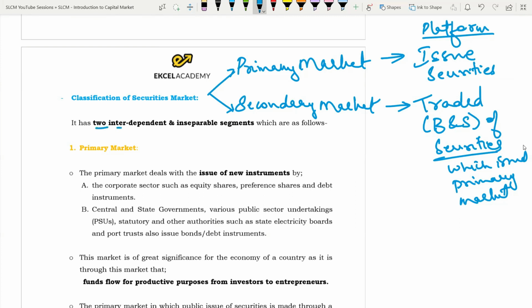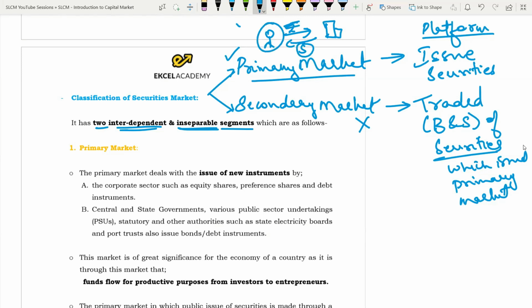These two markets are interdependent and inseparable segments. Okay, like I told you, if you have primary market in existence and there is no secondary market, then the investors are giving money to the business houses and the business houses are issuing securities to them in return. But after this, once the investor is the holder of the security, he has to hold it till he does not find another buyer, because he has no platform where he can offer it for sale. There is no liquidity.